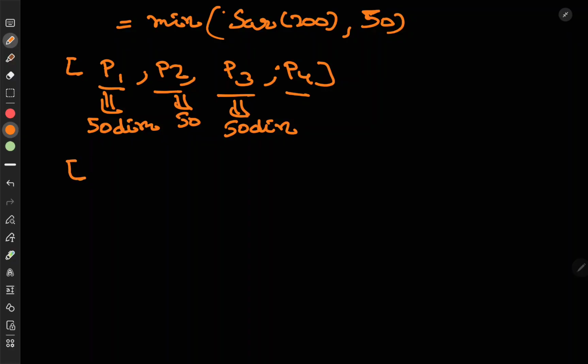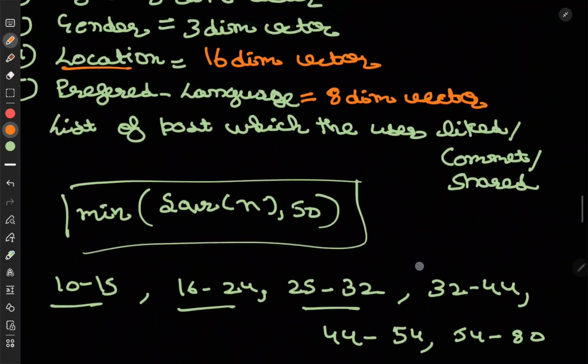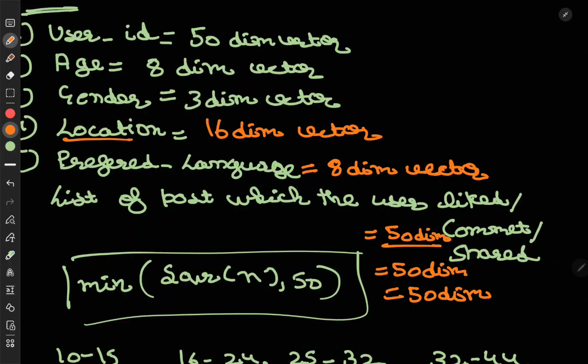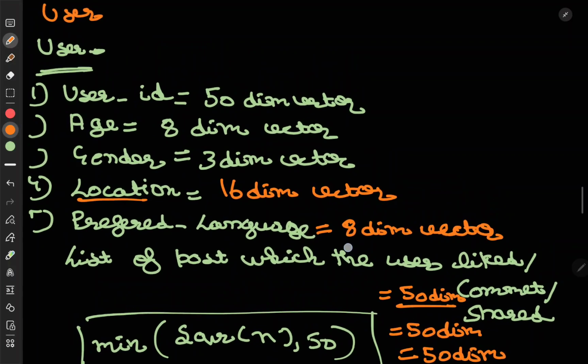Similarly, this could be done for comments as well, and the same could be done for shares as well. So you can take 3 vectors: one vector representing likes, another vector which represents comments, and another vector which represents shared videos. Okay, now we have this data with us which is related to a particular user.